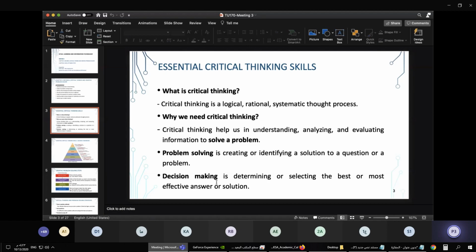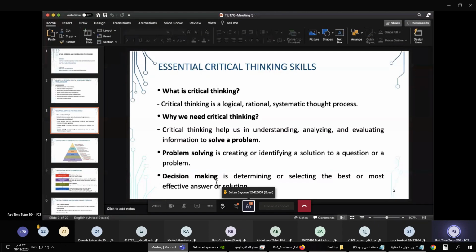Okay. Why we need critical thinking? Anyone give a reason that why you need to use critical thinking in solving problem? You need it for what? Why you just go ahead and solve the problem without any systematic thought process, without any logical? What will happen?